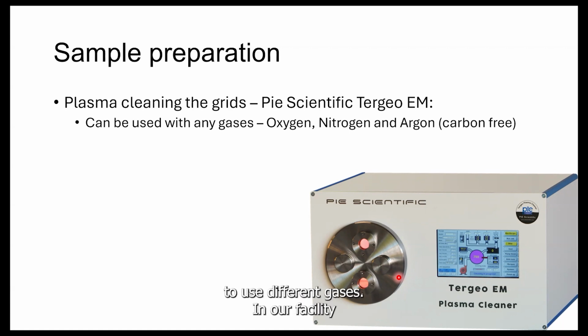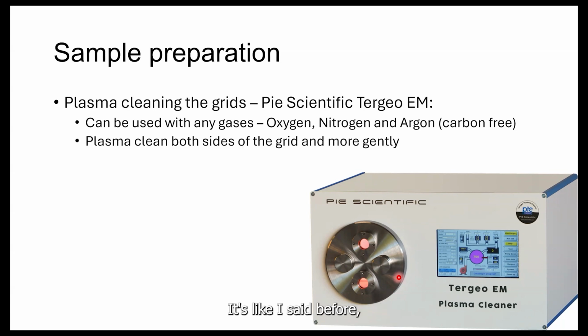In our facility, it's connected to oxygen, nitrogen, and argon, and not CO2. So that means that your sample is always carbon-free. We have some users whose proteins get activated by carbon and they don't want that, so they use the Tergeo to get better results. Like I said before, it plasma cleans both sides of the grid in one go, and it does it more gently because it's just a flow of charged plasma and not a lightning storm like in other machines. It is more complicated to use.